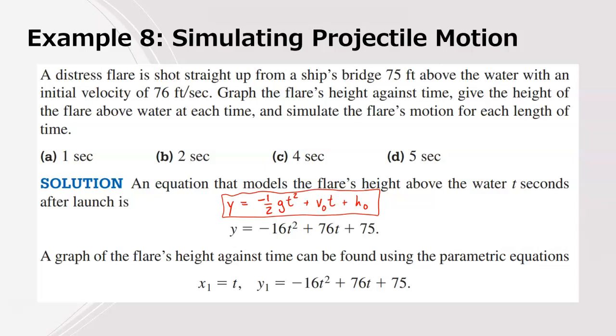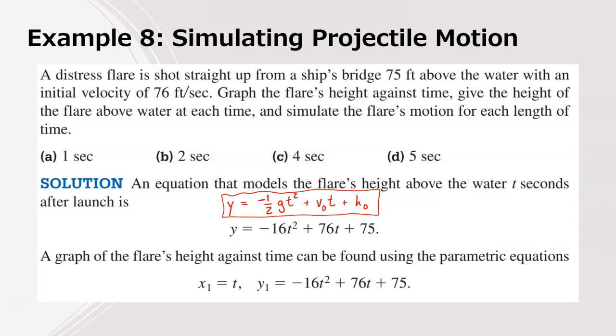Now, g in this formula represents the acceleration due to gravity. When we're dealing with feet, the value we use for g is 32 feet per second squared. And v sub 0 represents the initial velocity. h sub 0 represents the initial height. Now, when you look at that story problem, we're shooting the flare straight up from the ship's bridge 75 feet above the water. So that means your h sub 0 is 75. So that's how they got that on the end.